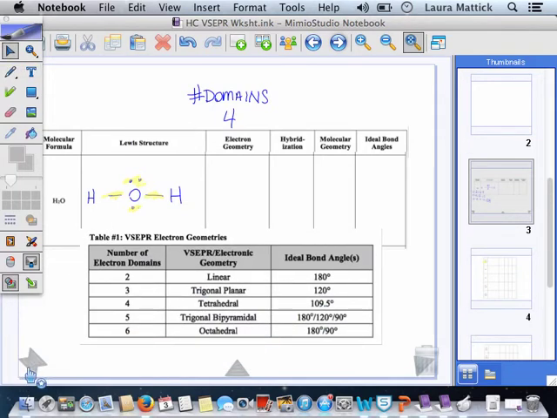So then what I'm going to do is bring up my first chart. You can see here, it's right in your packet. And I'm going to find the number of domains. We just found 4. And I'm going to look to see the electron geometry is something called tetrahedral. So I'm going to go ahead and write that in the box.